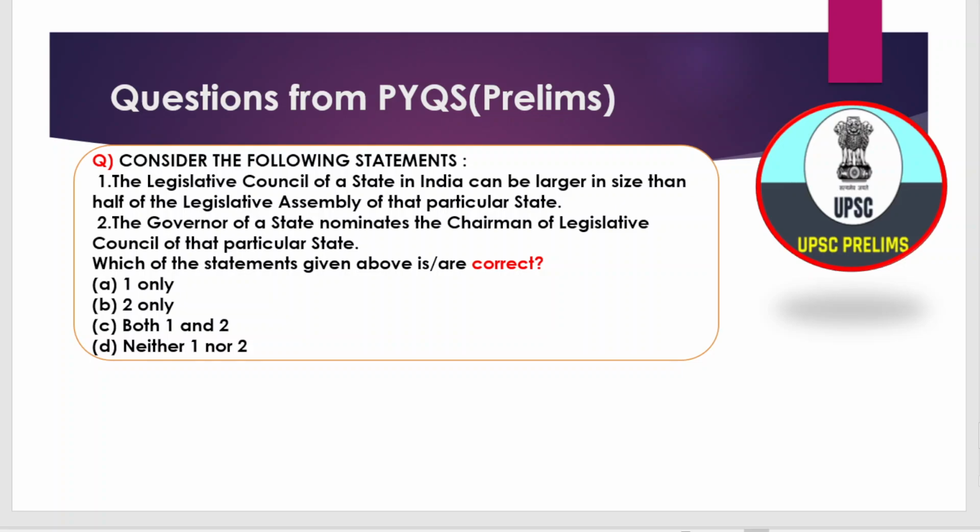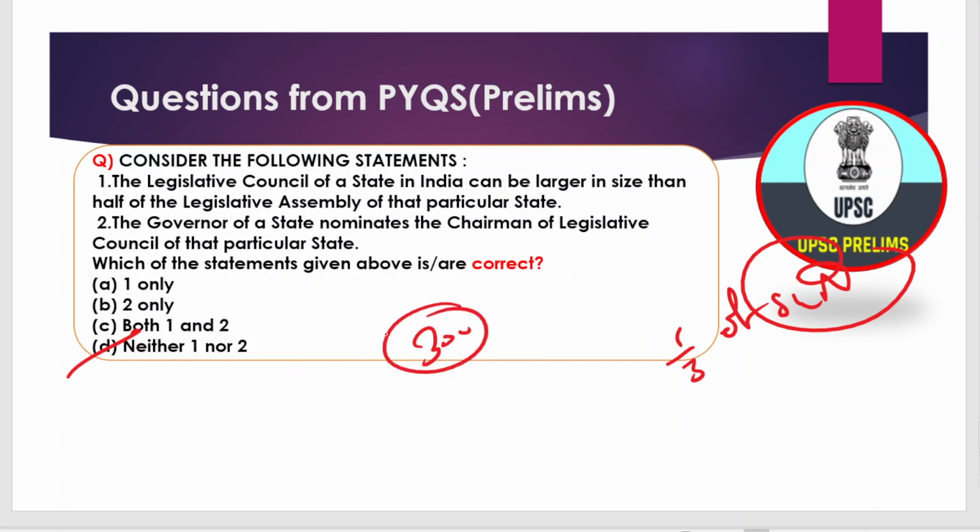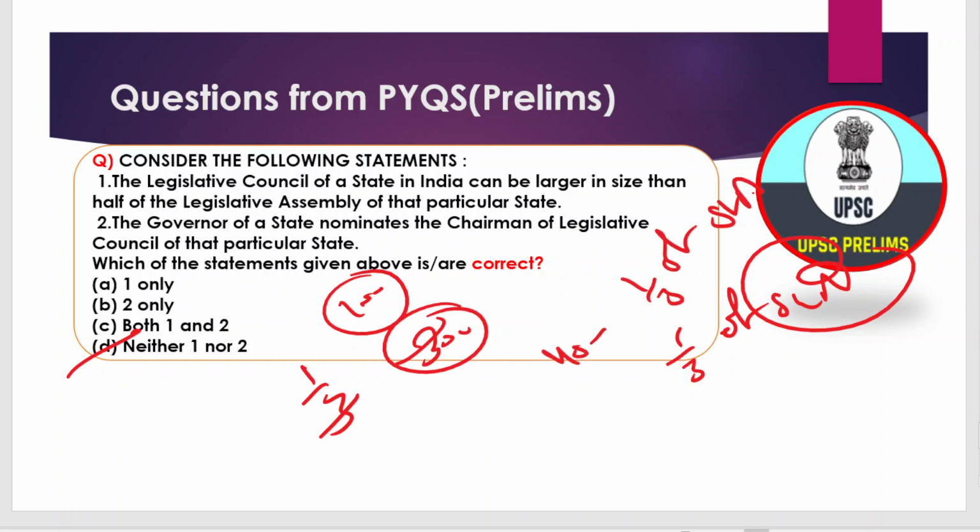Basically, the answer is none of these, neither one nor two, because if any state has a legislative council, the maximum seats in the legislative council will be one-third of the seats of the state legislative assembly. So if a state has a legislative assembly of 300 seats, what is the maximum number of seats of the legislative council? It will be one-third, that means 100. It will not go beyond 100. And when we talk about the minimum, the minimum is 40. So 40 to one-third of the state legislative assembly seats.